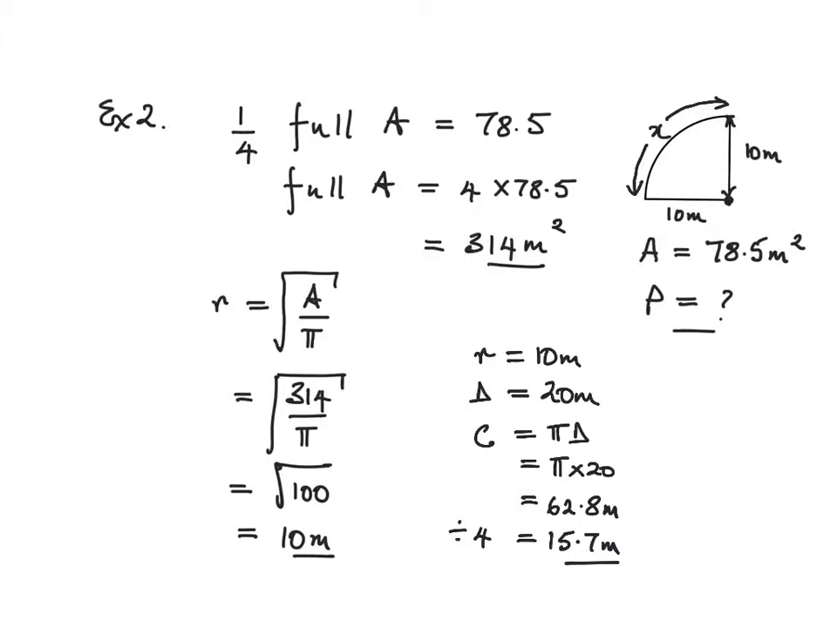Now the total perimeter of the shape is 10 plus another 10 plus the value for the curved edge, which is 15.7. So 10 plus 10 plus 15.7 gives us a total of 35.7 metres.